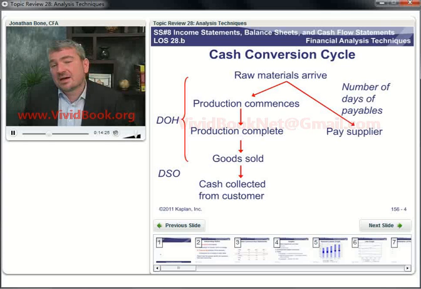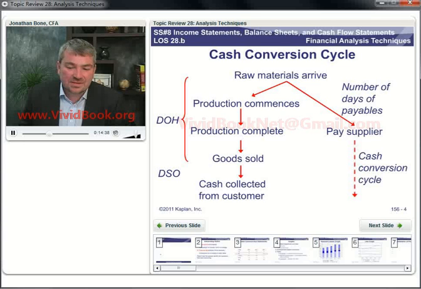Now, the time taken between receiving raw materials and paying our suppliers are the number of days payable. Now, significantly, we want the length of time between paying our suppliers and collecting the cash from our customer, which is the cash conversion cycle.